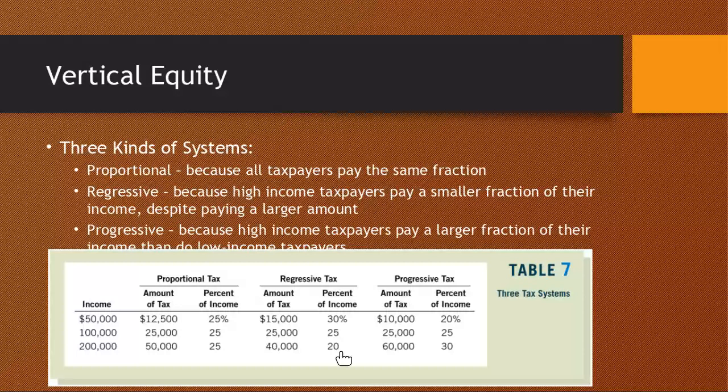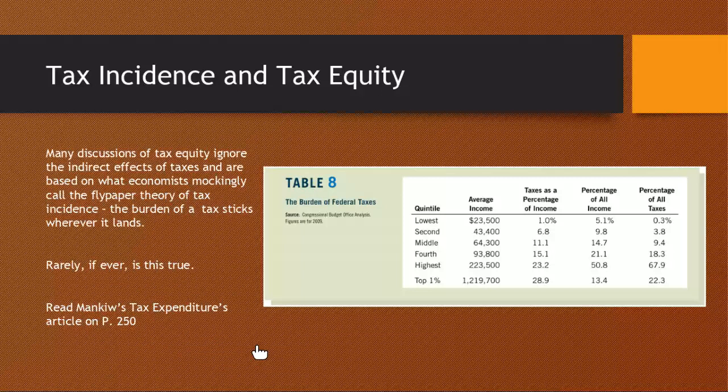Now, tax incidence and tax equity. Many discussions of tax equity ignore the indirect effects of taxes and are based on what economists mockingly call the flypaper theory of tax incidence, i.e., the idea that the burden of a tax sticks wherever it lands. Rarely, if ever, is this true.